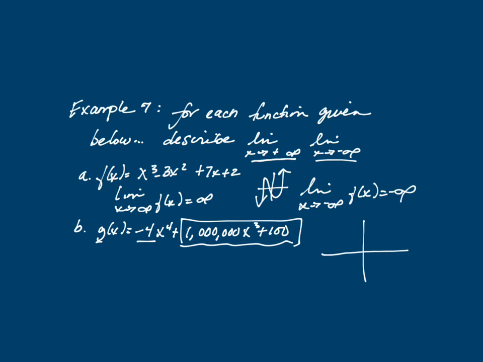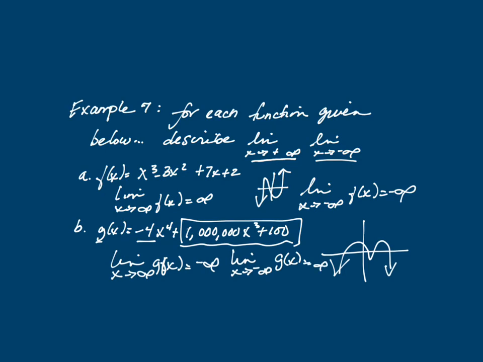Okay, so this is a fourth degree, meaning up, up, or down, down, right? But it's negative, so it means it has to go like this. So the limits would both be negative. The limit as x approaches infinity of g of x is equal to negative infinity, and the limit as x approaches negative infinity of g of x equals negative infinity.